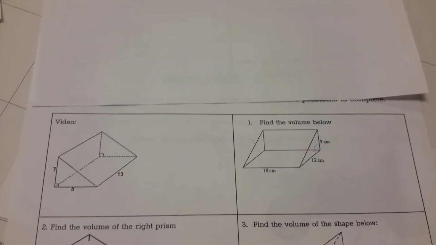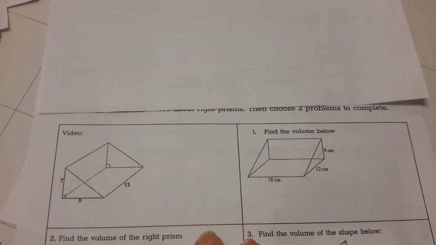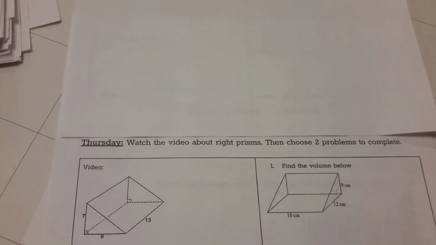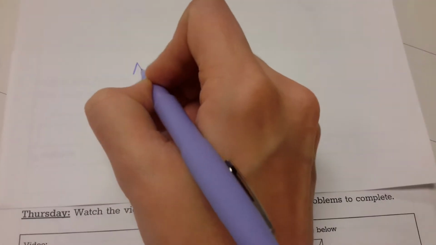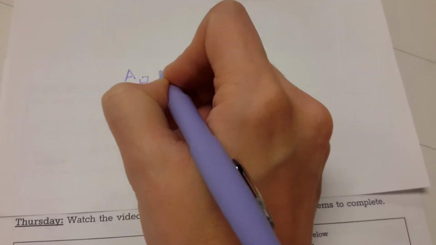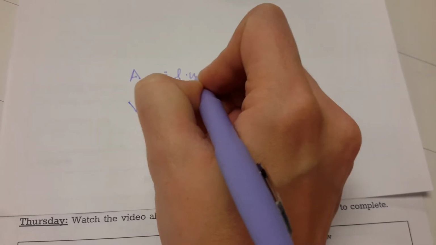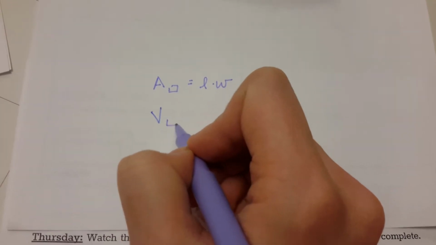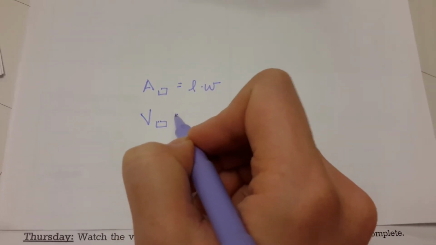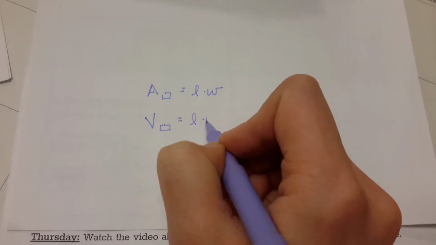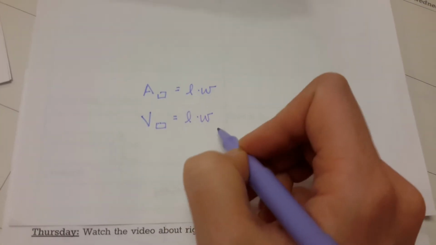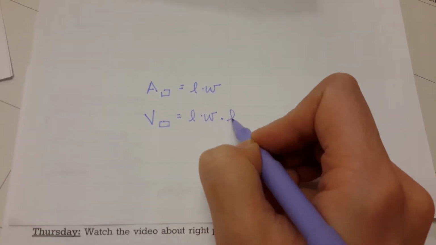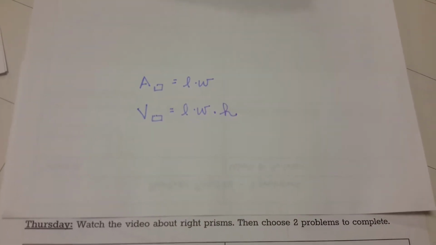Hi class, today we're going to work with right triangular prisms, and this will seem very similar to what we did yesterday. We're actually going to talk about rectangles real quick again. We'll start with area of a rectangle. We know that that is length times width. That is nothing new. And then yesterday we learned volume of a rectangular prism, and that is length times width. We used the same formula, but then we added the third dimension of height.